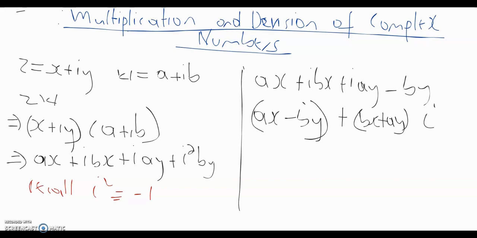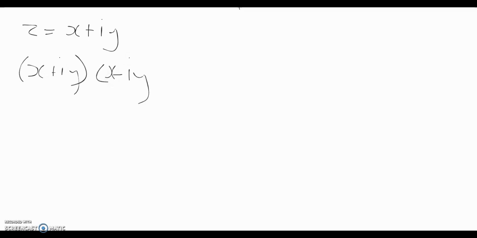But under multiplication, there's something interesting that we want to look at. Let us say z equals x plus iy, and let us say we have, there's a special name for what I'm going to do, but I'm not going to point it out yet. What if we want (x plus iy) times (x minus iy)?